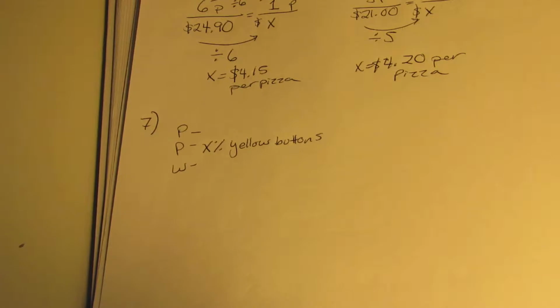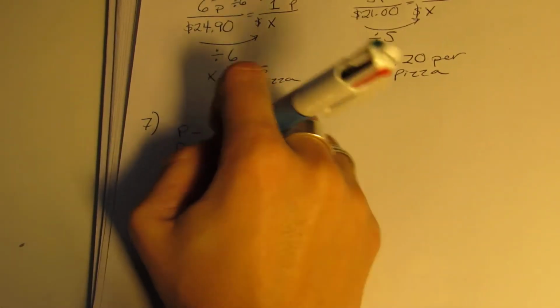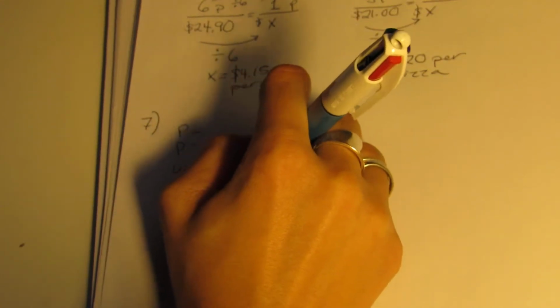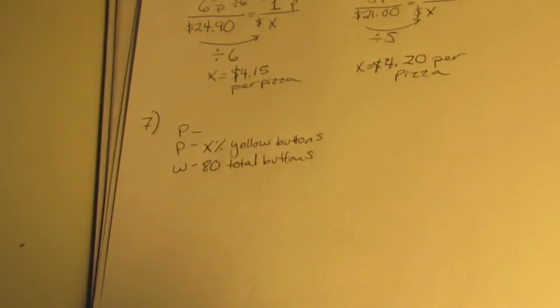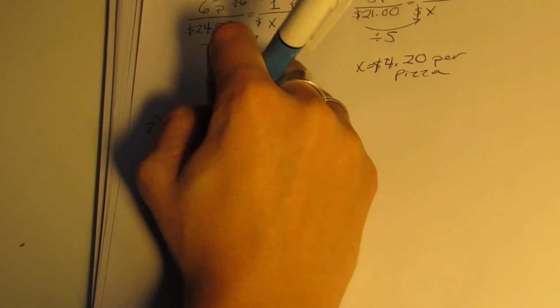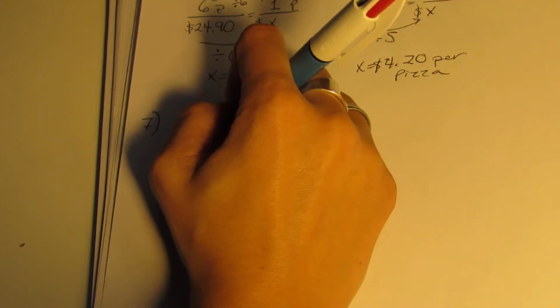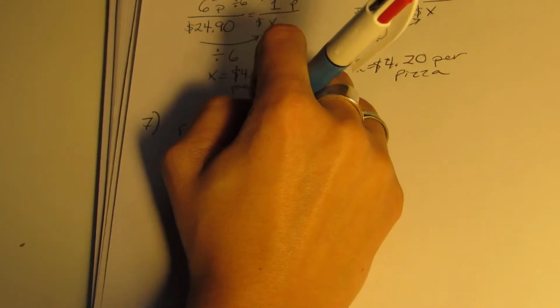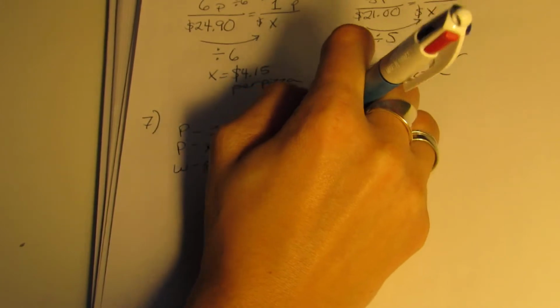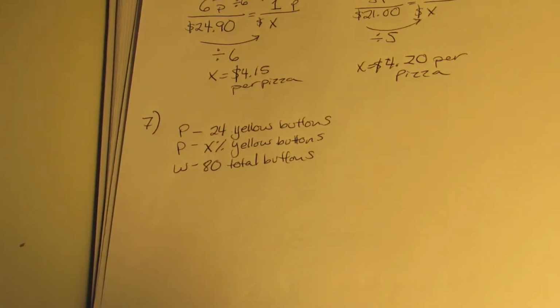It also tells me that there are 80 buttons in the container. That sounds like a statement of how many there are total present. So that's my whole. 80 total buttons. Now it also says that 24 of the buttons are yellow. It can't be a total because it just said 80. So I know that must be my part. So 24 yellow buttons.